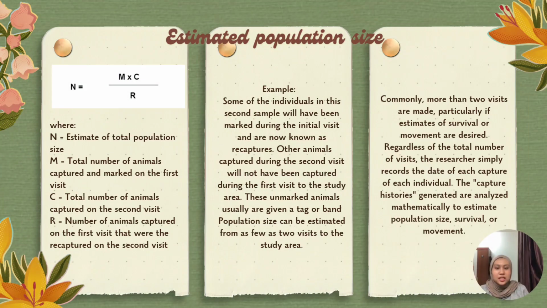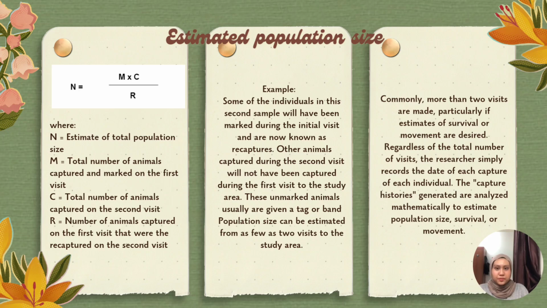Now, let's see the estimate of population. The equation is N equals M multiplied by C over R, where N is the estimate of total population size, M is the total number of animals captured and marked on the first visit, C is the total number of animals captured on the second visit, and R is the number of animals captured on the first visit that were recaptured on the second visit.